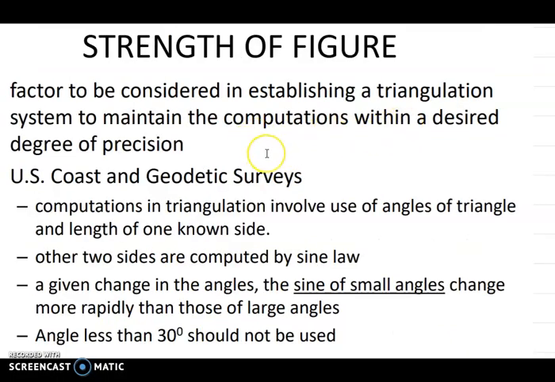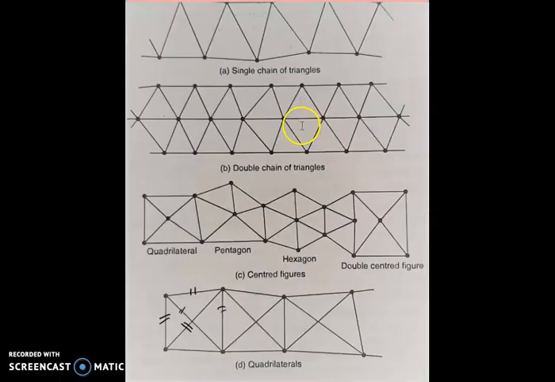The subtopic is strength of a figure. Now what do we mean by figures? If you remember the different types of figures that we considered while carrying out geodetic survey, we covered this in the last class. These are the different types of figures. These will be the points where we are going to obtain the information, whatever it may be, lat long or height or elevation, whatever it is.